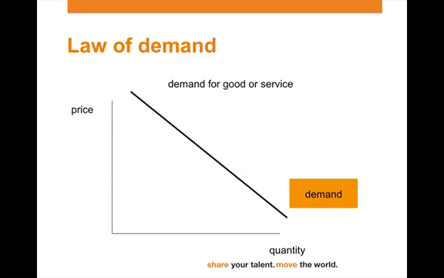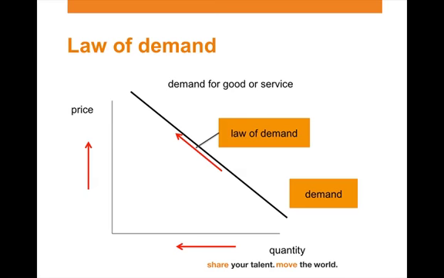More generally stated, as you can see, vertically we've listed price, horizontally quantity, and the line that represents the demand curve for a good or a service. As you can see, as price increases, quantity falls, which is represented by a shift along the curve, which is the law of demand.